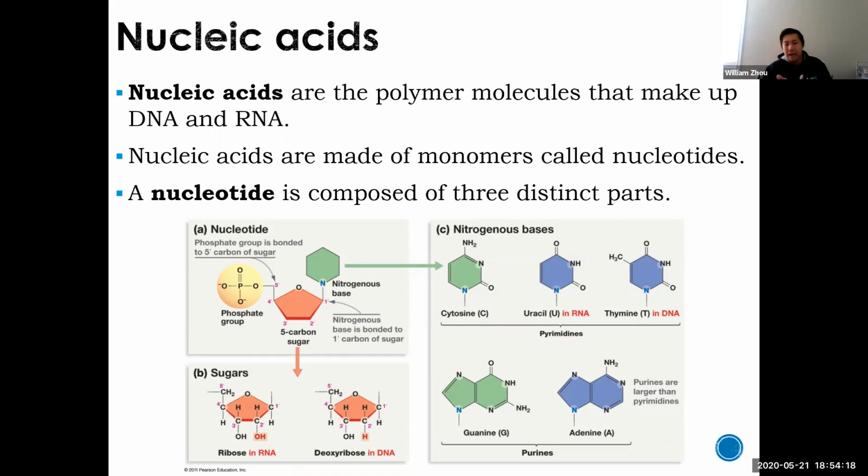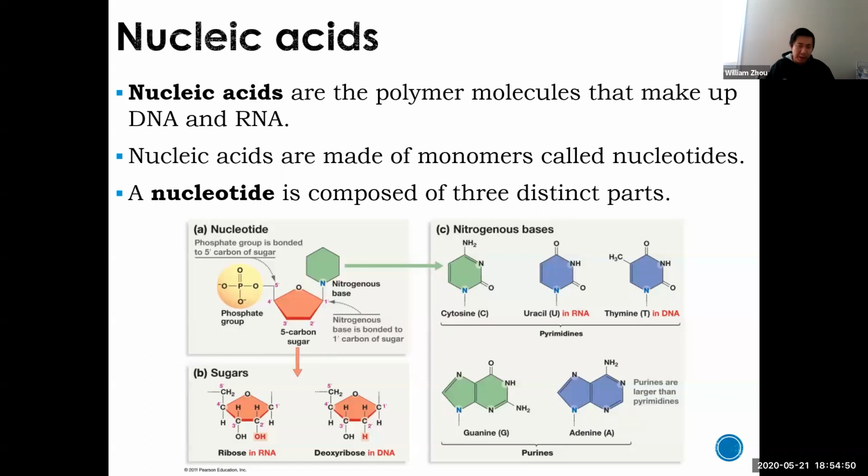And that 5-carbon sugar, in figure B, you have two types. You can have ribose or deoxyribose. There's a small difference. Ribose has a hydroxyl group, and if you take a look at carbon 2, it has OH. But deoxyribose doesn't have OH, it just has H, so that's a slight difference. So DNA stands for deoxyribose nucleic acid, whereas RNA is ribose nucleic acid. So that's your 5-carbon sugar.